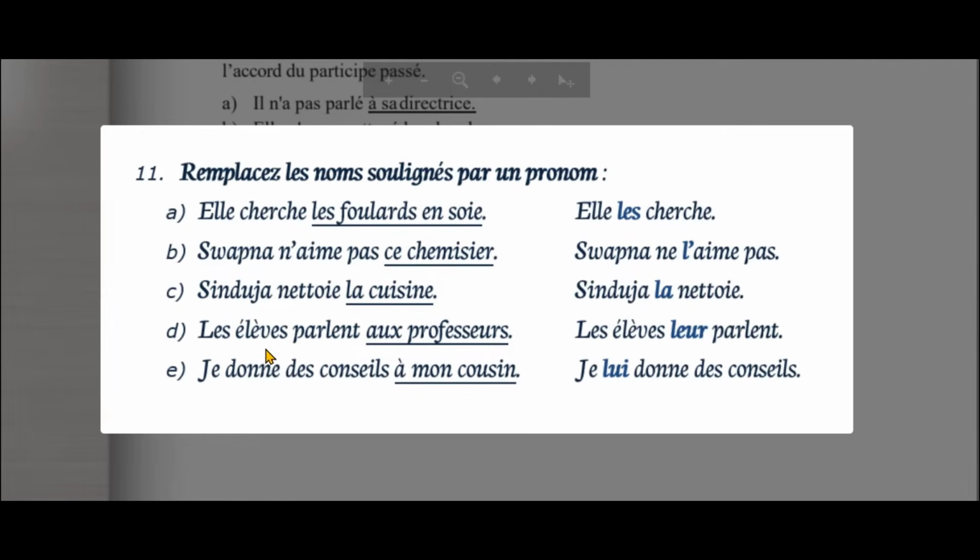And as discussed earlier, you can see the students or the pupils speak to the teachers. So to them, you will have to put leur here, meaning to them, before the verb, which is parle. Last one, I'm giving some advice to my cousin. So again, to my cousin, to him. So therefore, I'm making use of the indirect object pronoun lui before the verb donne. All right. So I'm giving some advice to him.